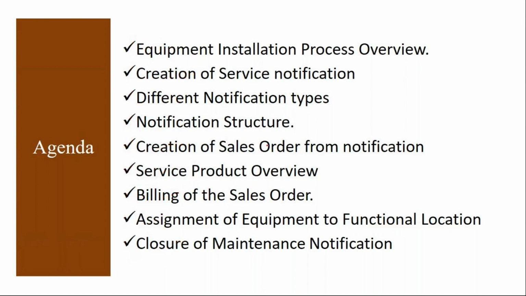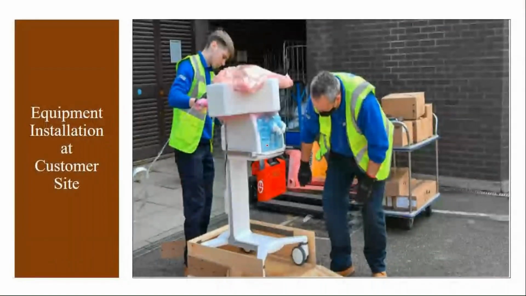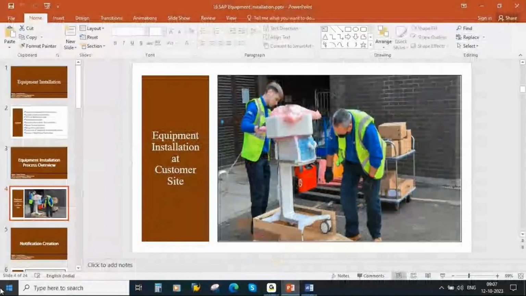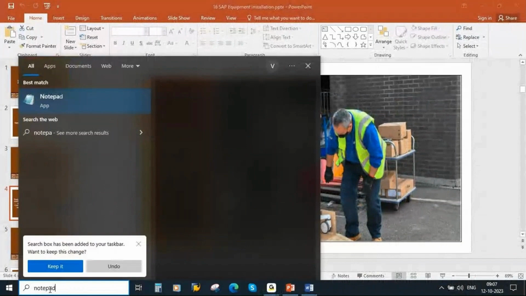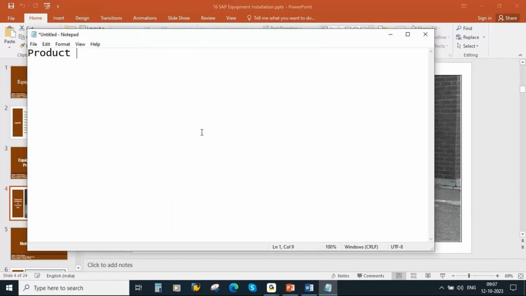So basically, first we will understand the equipment installation process. I'll give you the scenario. We sell a product to the customer, and then the customer receives the product. I'll put it in the notepad file just for understanding purposes. The scenario is: the product is sold to the customer. The customer received the product.